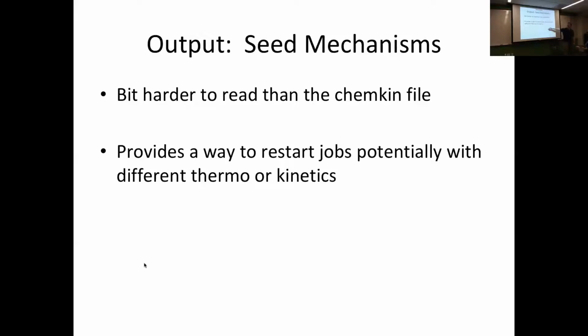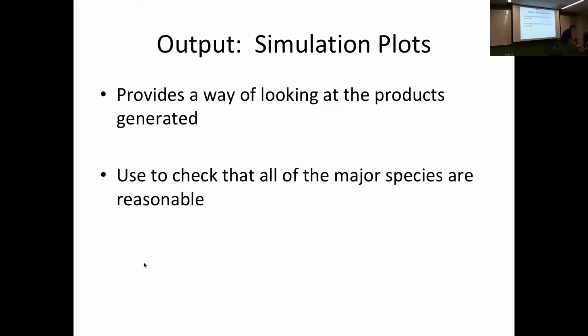And then there's also another output, which is seed mechanisms that are human readable. They're a little bit harder to read than the Chemkin file. Some ability to restart jobs. And then the simulation plots, you can look at the actual plots of what RMG simulated. It's not at each iteration, I don't think. But you can use that to check that all the major species that you're seeing are reasonable.